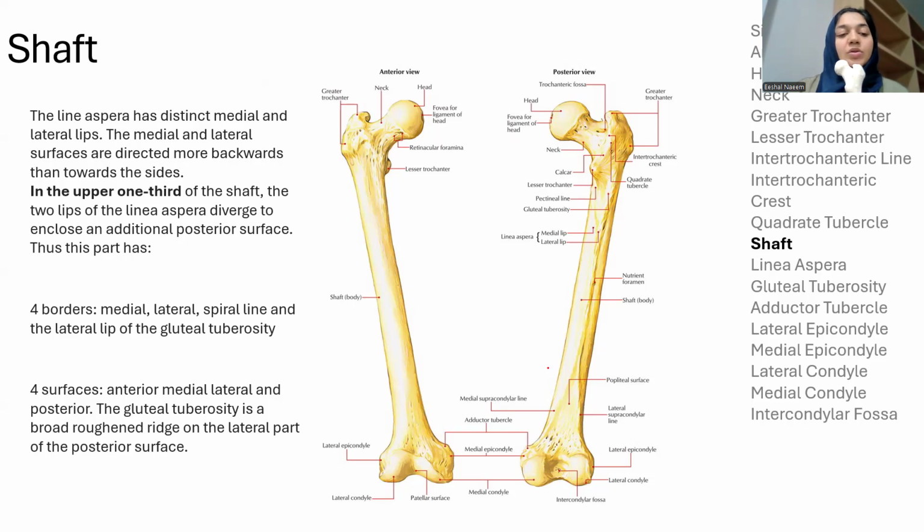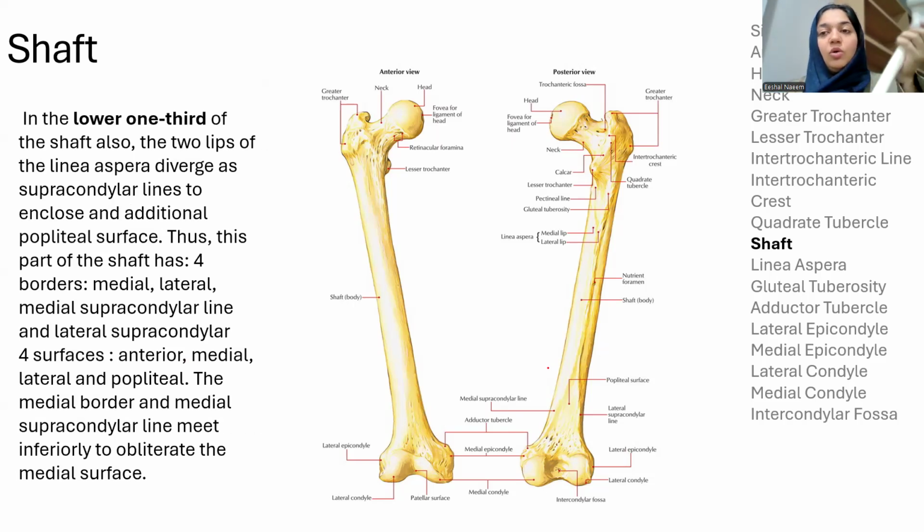Okay. So the gluteal tuberosity is a broadened, roughened ridge on the lateral part of the posterior surface. If I come on the posterior side and I go a little laterally, what will I see? The gluteal tuberosity here. I think I'll show it to you on another image. In the lower one third of the shaft, the two lips of the linea aspera diverge and they enclose the popliteal surface. They diverge as supracondylar lines to enclose an additional popliteal surface.